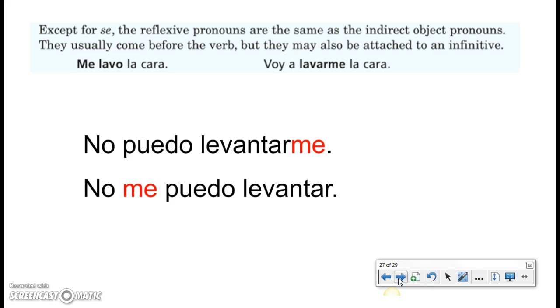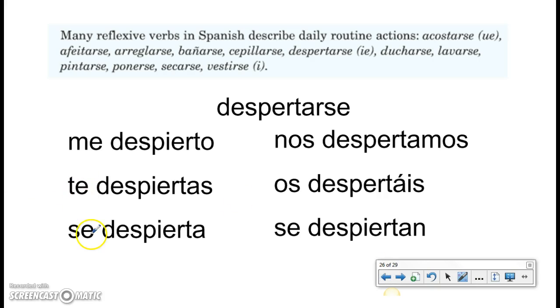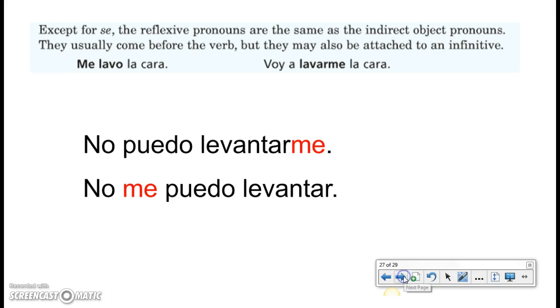The next rule that you need to remember about reflexive verbs is where to put the reflexive pronoun. Remember, the reflexive pronouns are me, te, se, nos, os, se, and where to put them. When there's one verb, they come before the verb, like in these examples, but when there's two verbs, you can also attach them to the infinitive. So, for example, I can put the me before the conjugated verb, me lavo, or I can attach it to the infinitive verb, voy a lavarme la cara.